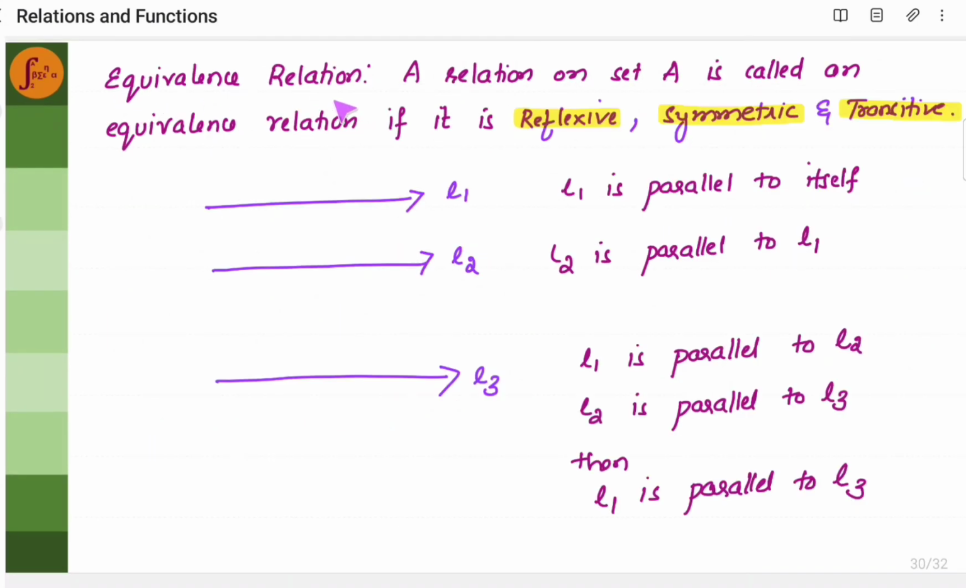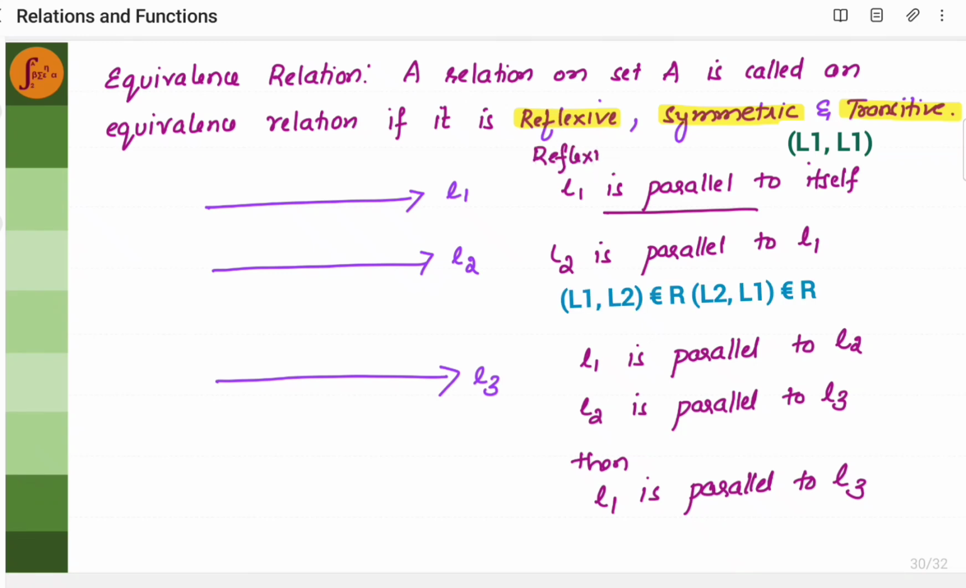Equivalence relation. What is an equivalence relation? A relation that is reflexive, symmetric and transitive is called an equivalence relation. Let's take an example. Say we have three straight lines, L1, L2, L3. Now, the relation would be "is parallel to." Every straight line is parallel to itself. We'll have to prove that it is reflexive, right? Reflexive means what? To itself.